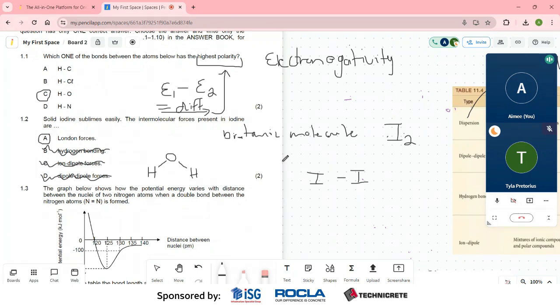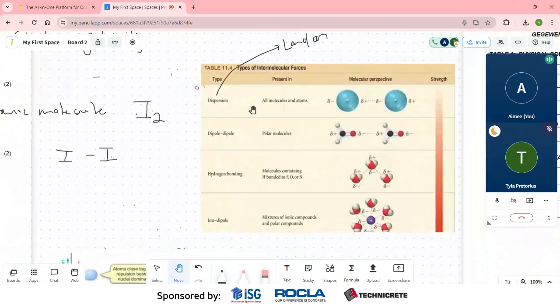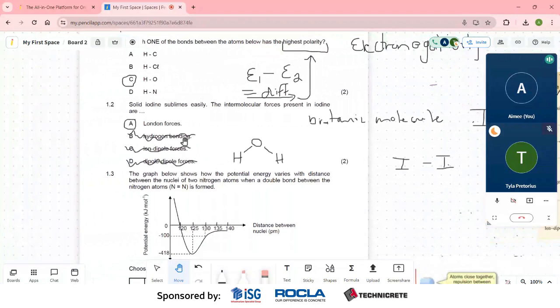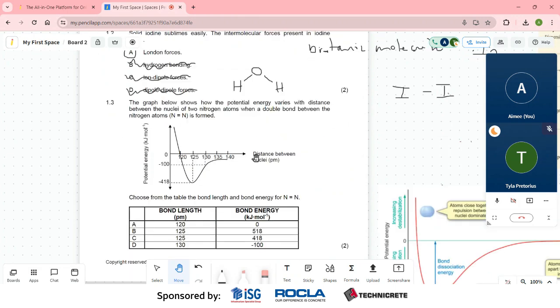And London forces, as we discussed in here, are present in all molecules and atoms. So none of these types of bonding which require more specified requirements kind of fit the bill when we're looking at a double iodine bond. Okay, so the only one that applies is A, London forces.